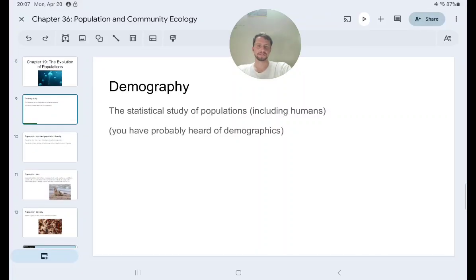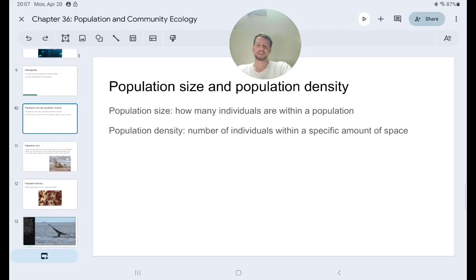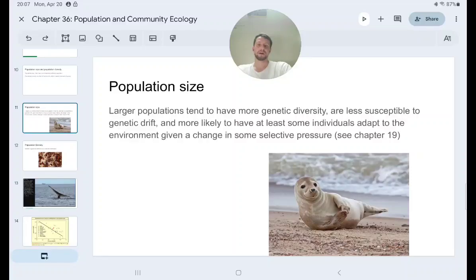Demography is the statistical study of populations, including humans. You've probably heard of demographics before. It's another very closely related word. Population size and population density. Population size is how many individuals are within a population. Population density is the number of individuals within a specific amount of space. So how many individuals per area?